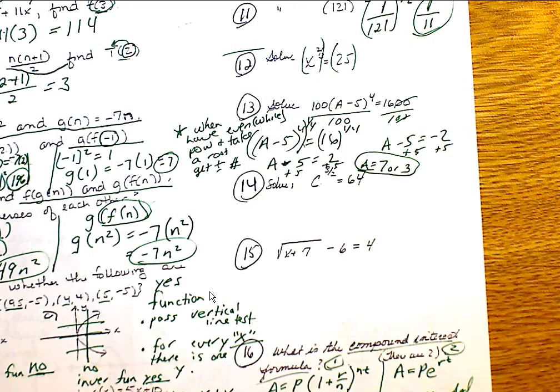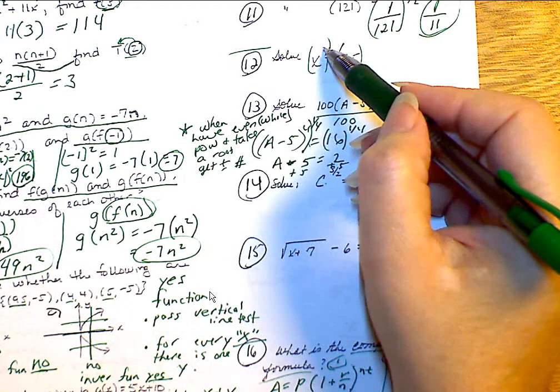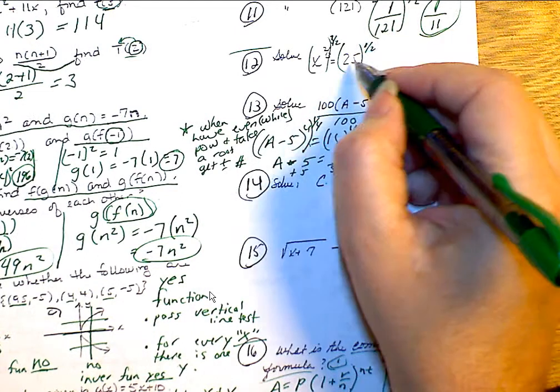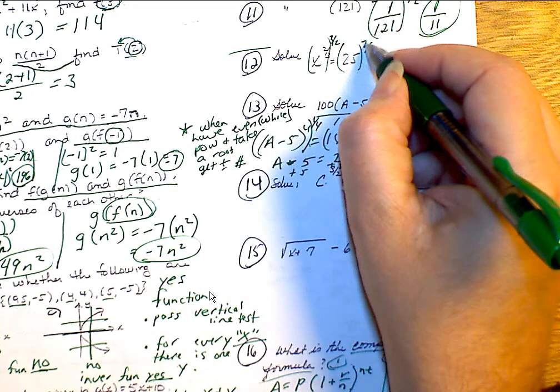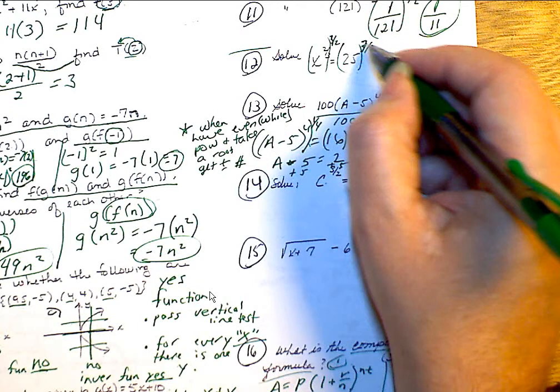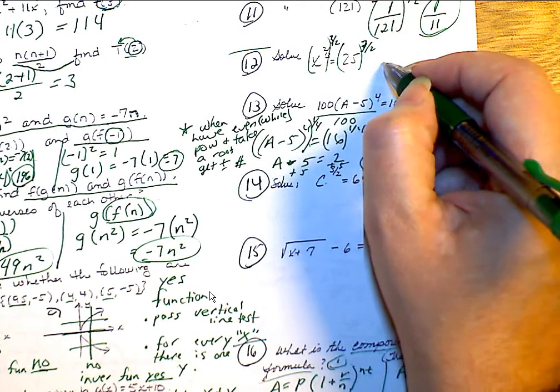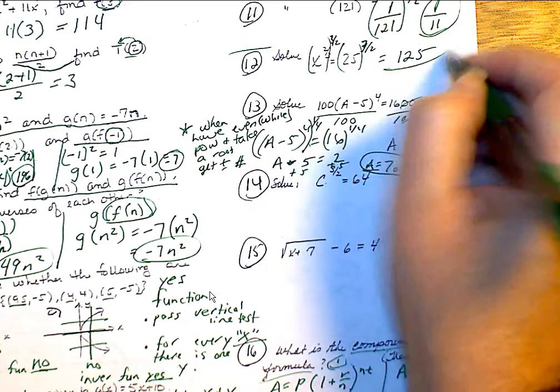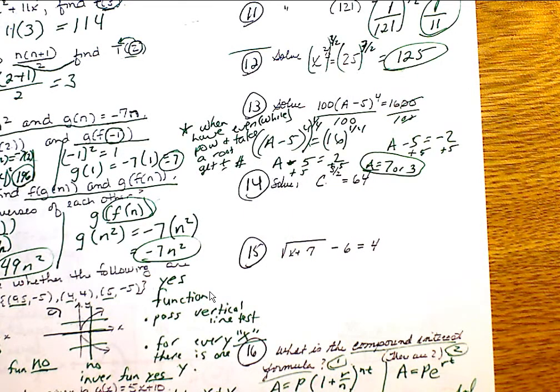Okay, eyes and ears now. You are right. You raise both sides to the 3/2. So in your calculator, you are going to put 25 to the 3/2, and you should get 125. Make sure you put parentheses around that 2/3 or that 3/2.